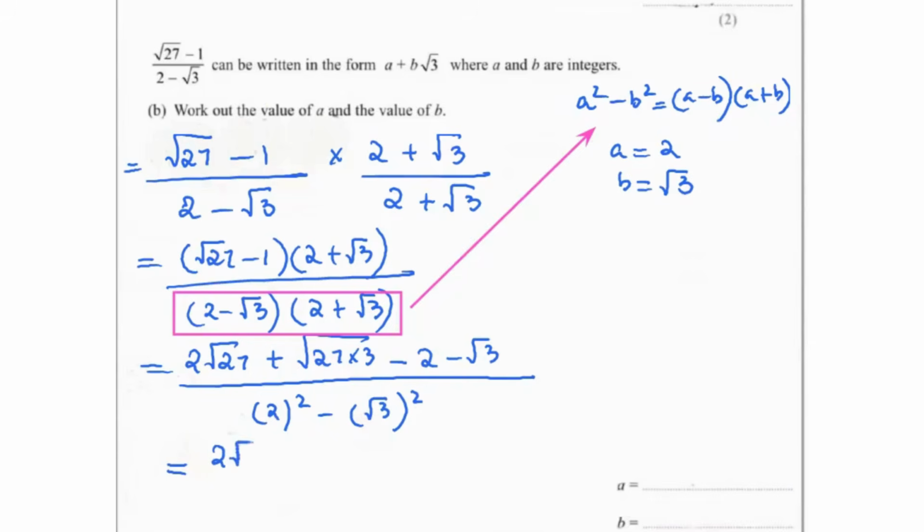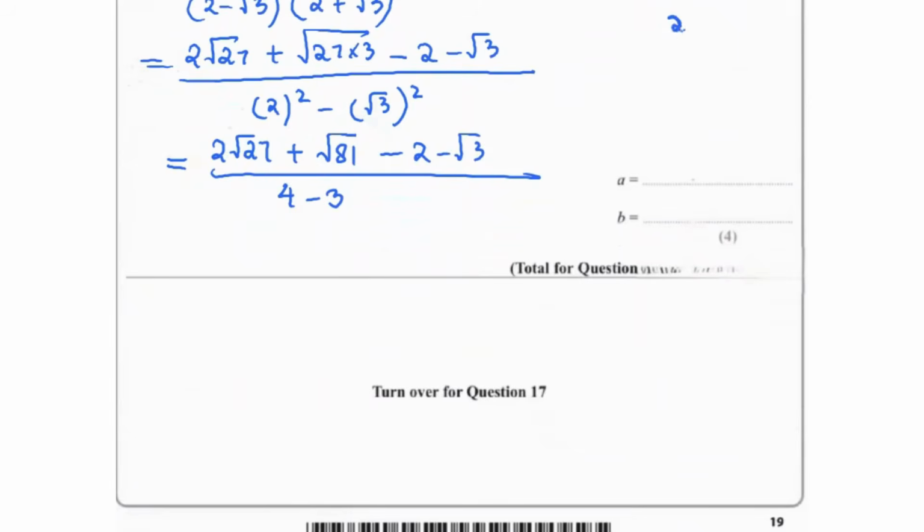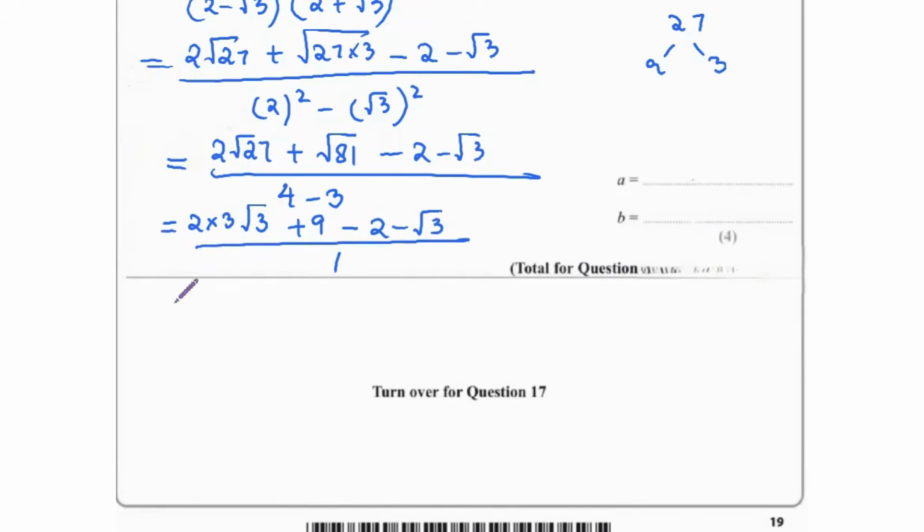So now it's 2 root 27 plus root of 81 minus 2 minus root 3 over 4 minus 3. Square root of 81 is 9, and root of 27 can also be simplified because 27 is 9 times 3. So 9 is a square number. So when you take the square root of 9, that gives us 3. So 2 times 3 comes outside. Inside we have 3. So plus 9 minus 2 minus root 3 over 1.